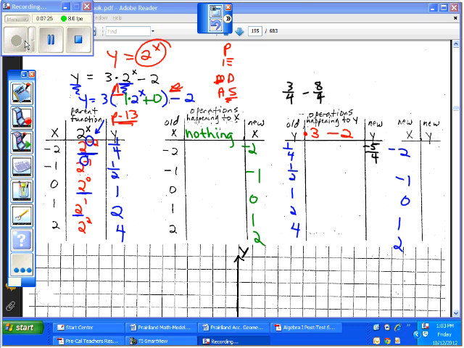Okay, now we've got 3 times a half. 3 times a half is 3 halves, just like 3 bananas. Again, minus 2, which is 4 halves. So we have 3 halves minus 4 halves is negative 1/2. And then we have 1 times 3 is 3, minus 2 is 1. And then 2 times 3 is 6, minus 2 is 4. And then 4 times 3 is 12, minus 2 is 10. And so there's my new y's.